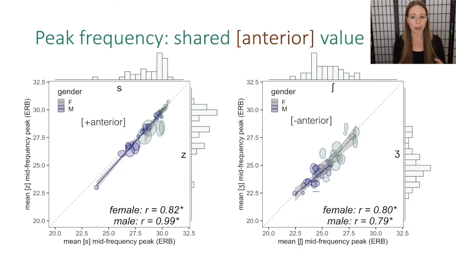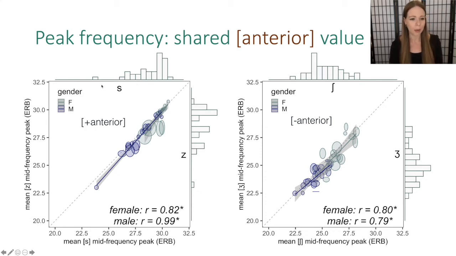So starting first with the shared anterior values, uniformity predicts that S and Z, because they share the plus anterior feature, should also have approximately uniform constriction locations. And this should give rise to a strong correlation across talkers in the acoustic measurement for constriction location. And that is indeed what we observe.